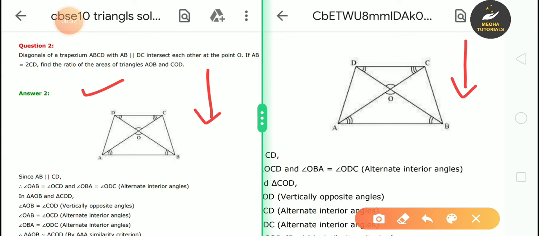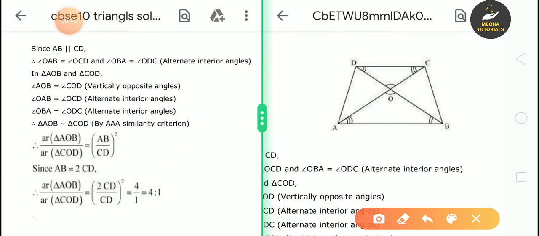So let's start. Now it is given that AB parallel to CD. Okay, AB and CD are parallel. So we can write angle OAB is equal to angle OCD. Check in the diagram, angle OAB and angle OCD are equal because of alternate angles. Also angle OBA and angle ODC are also equal because of alternate angles.